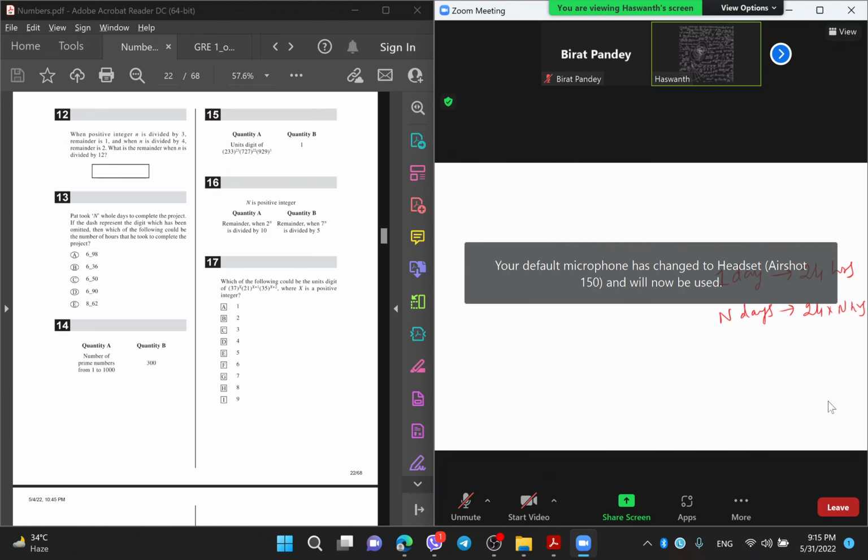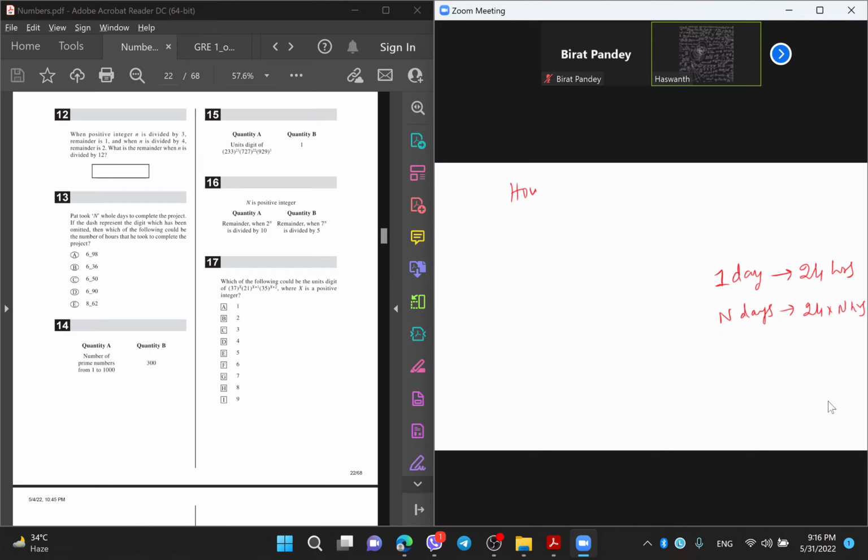So whichever option represents the number of hours must be of the form 24 into some n, which is nothing but a multiple of 24, or we say divisible by 24. And any number which is divisible by 24 must be divisible by the factors of 24. So the number of hours must be divisible by 1, 2, 3, 4, 6, all these numbers, factors of 24.